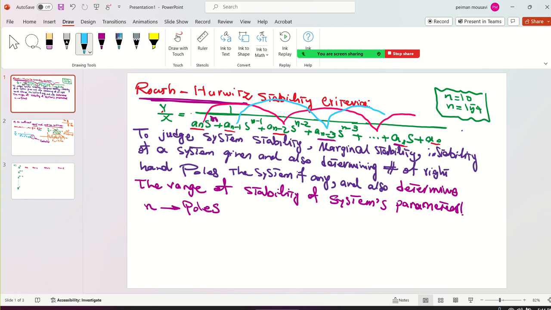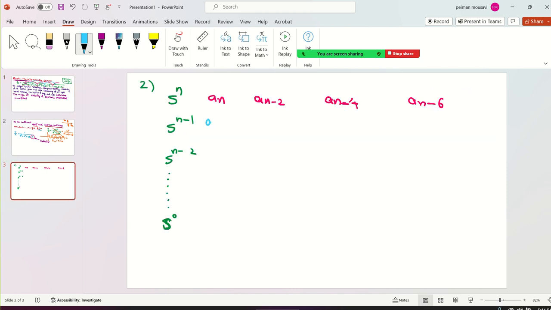So you have to write like this. An minus 1, an minus 3. So these are evens, these are odds. An minus 5, an minus 7. And as long as it continues, you have to continue. So the first two rows you're gonna make from the closed loop transfer function coefficients like this.